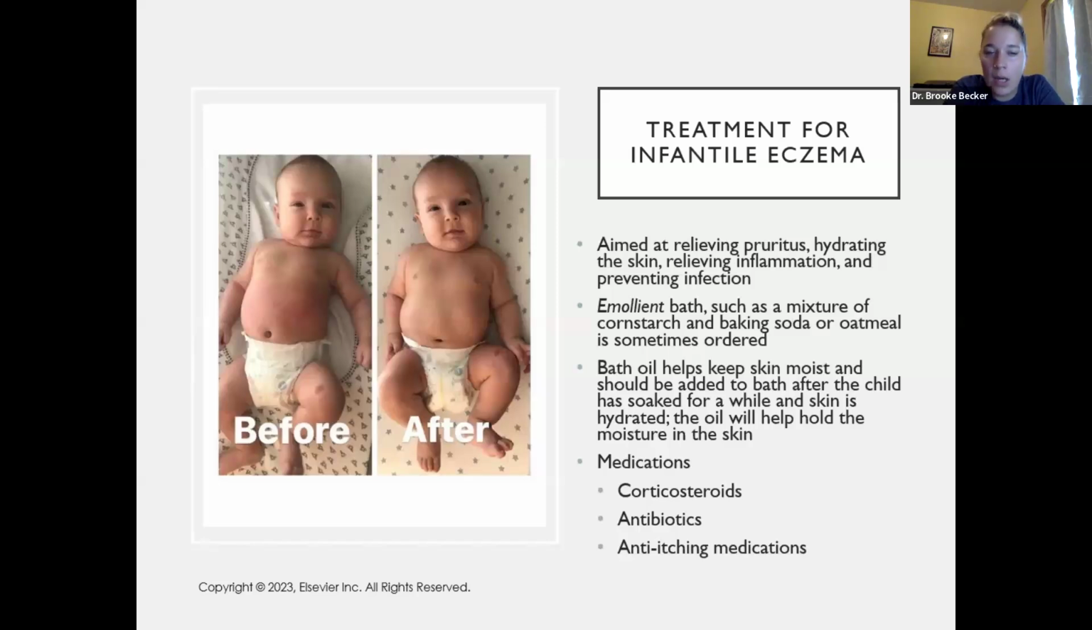These kids are going to be on corticosteroids, so they're going to have topical steroids, topical antibiotics a lot of times, and then Benadryl or something like that for itching. Sometimes they require oral steroids and oral antibiotics if their eczema is really profound and all over their body. Then that would be when they would get the oral versus the topical.